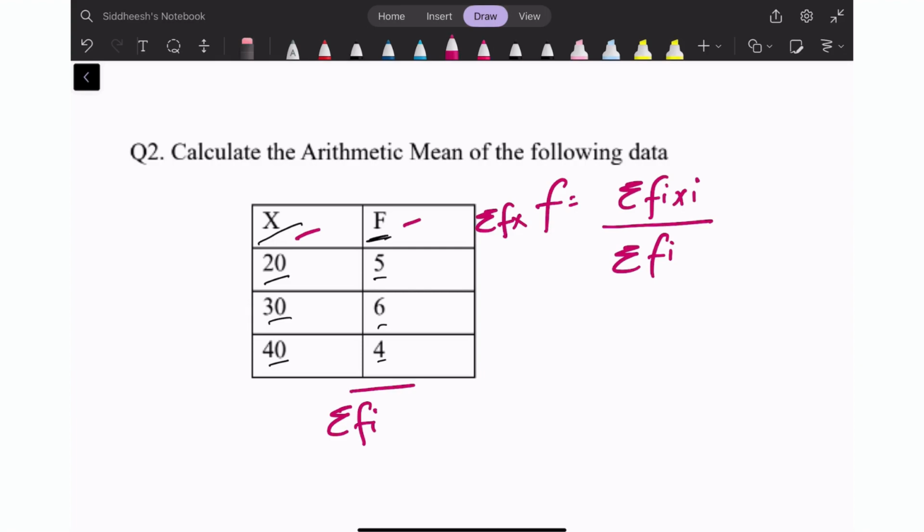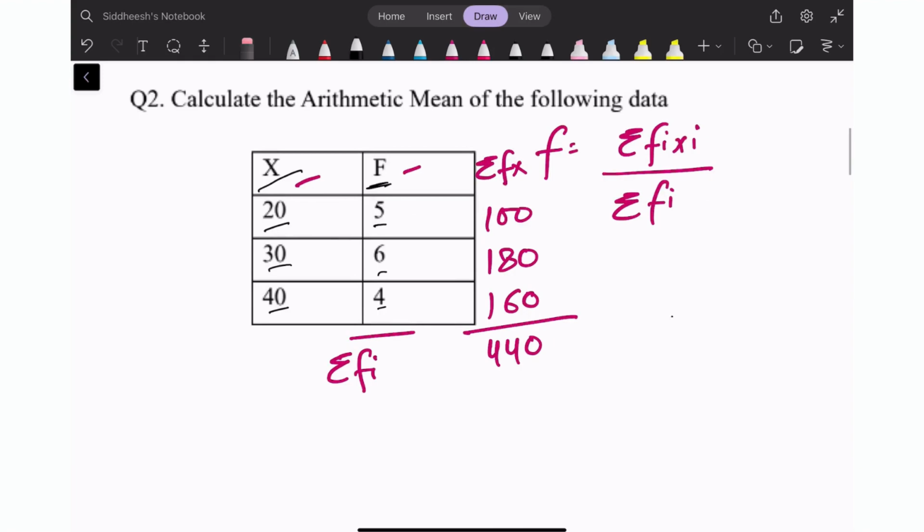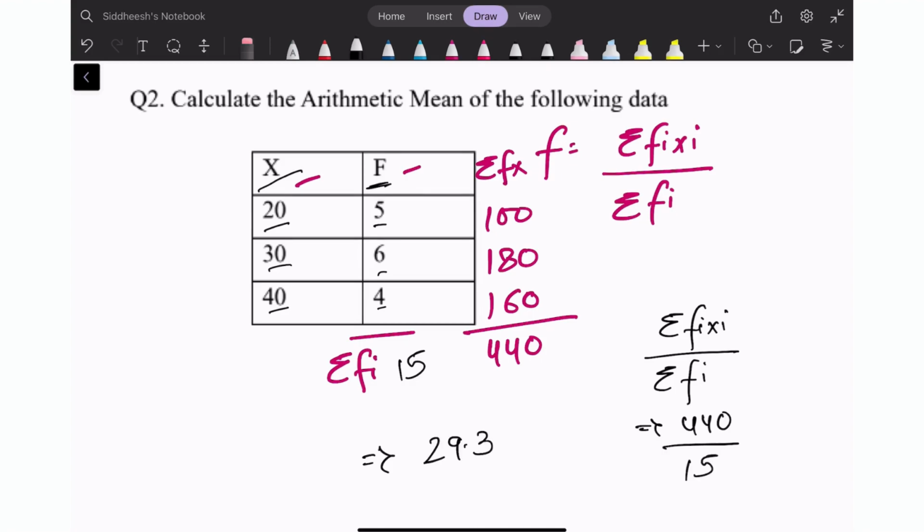So 20 into 5 is 100. 30 into 6 is 180. 40 into 4 is 160. Just add them: how much are we getting? 440. Remember the formula, summation of fi xi upon summation of fi. So 440 upon, summation of fi is 15. Then 440 upon 15, what are we getting? 29.3. This is your mean.